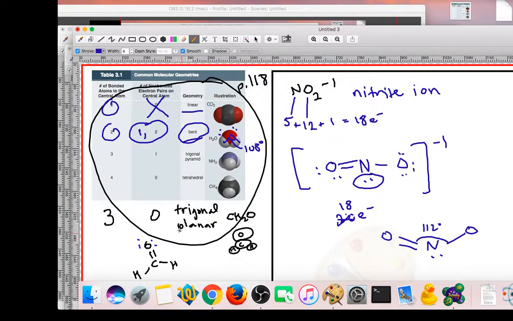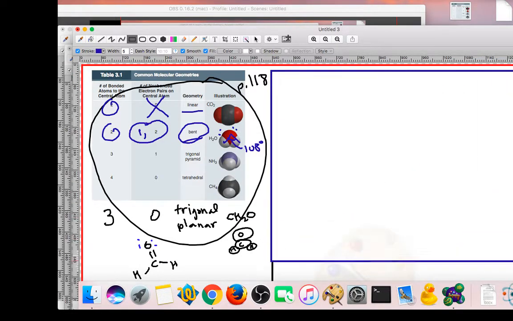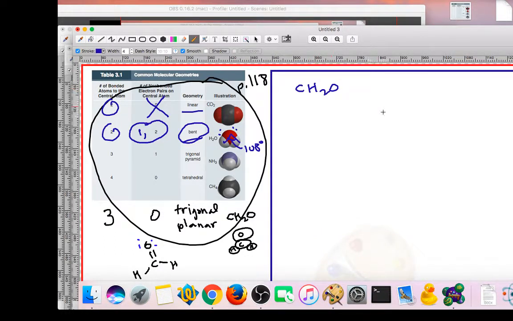Now, because trigonal planar is something that's not in your book, and it's something that I added during the lecture, I want to review it for you one more time right here. Suppose you have this molecule, CH2O. This is formaldehyde. And you draw the Lewis structure like this.